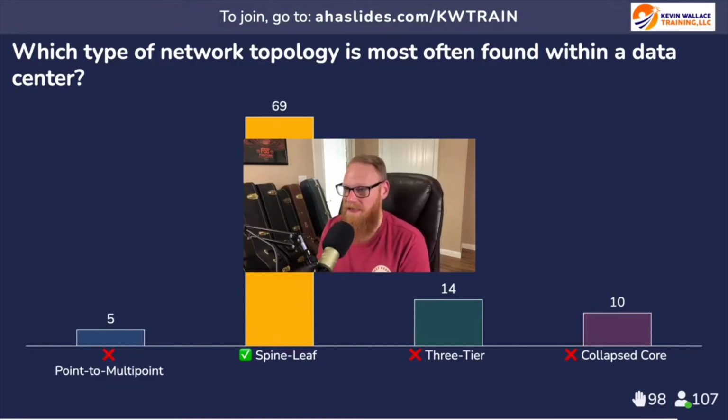Point to multipoint, that's an older WAN technology that we see using frame relay or ATM. The three-tier architecture is commonly found in enterprise networks consisting of the access, building distribution, and core layers. And then we have something called the collapsed core design that we commonly see in small to medium sized networks where the building distribution and the core layers are actually consolidated into what we call a collapsed core. So good job there.